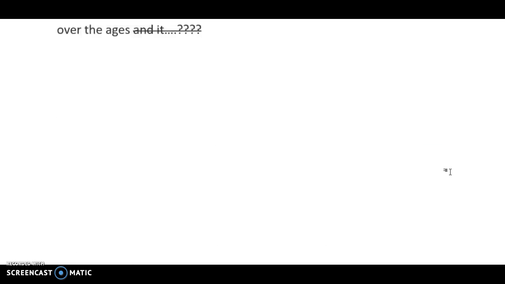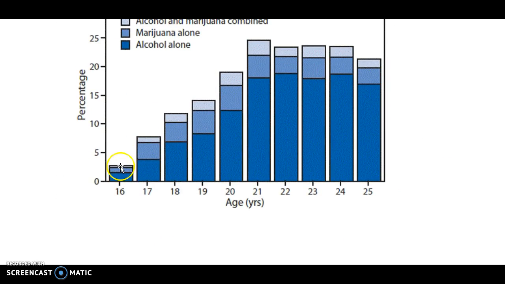We go back and we say, what do we see as the trend? Is that we see this. It seems to peak at the age of 21 and then starts to decrease. And what we don't have is what happens at 35 or 45 or 55.